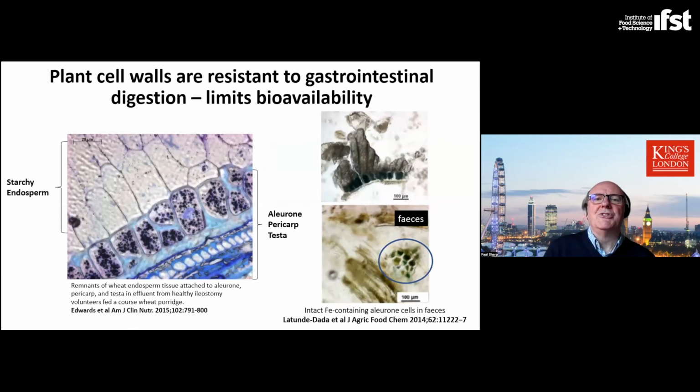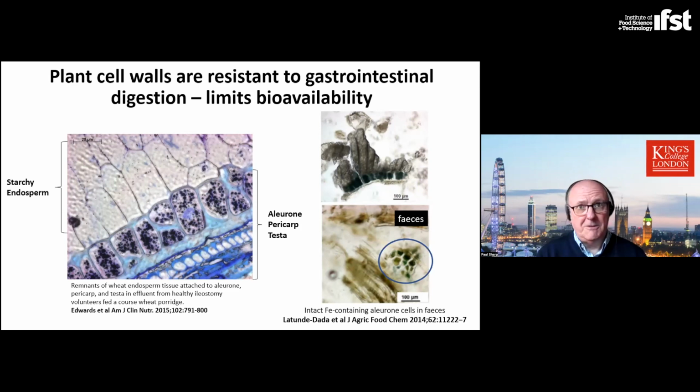The other factor that I mentioned in terms of limiting bioavailability is the plant cell walls. And what we know is that plant cell walls are very resistant to digestion in the human gut. So I'm showing you two studies here that were carried out at King's. The first one on the left-hand side is from Peter Ellis and his colleagues, who fed a coarse wheat porridge to some healthy human volunteers who had an indwelling ileostomy, which is a tube at the end of the small intestine. And this allowed them to collect the effluent at the end of the small intestine.